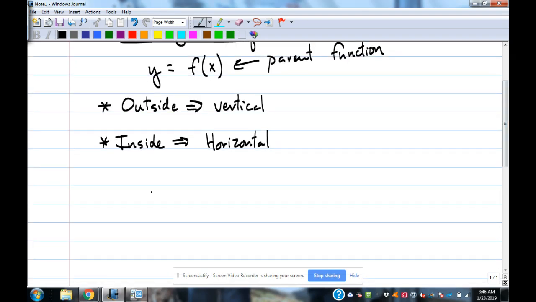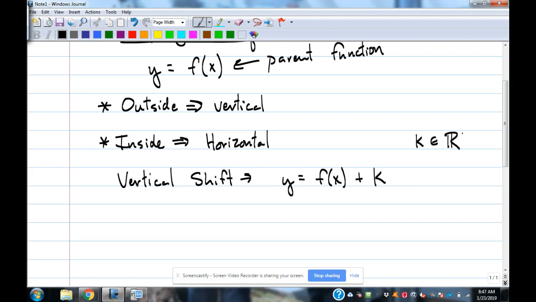So, a vertical shift. A vertical shift is taking something that starts here and just moving it up, or taking something that starts here and moving it down. That's all a vertical shift means. What that looks like is you take the parent function and you add some number, and we'll use k. We'll say k is an element of the real number system, so that just means k is a number. So we're adding or subtracting a number.